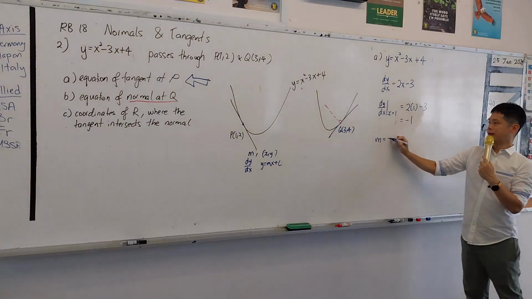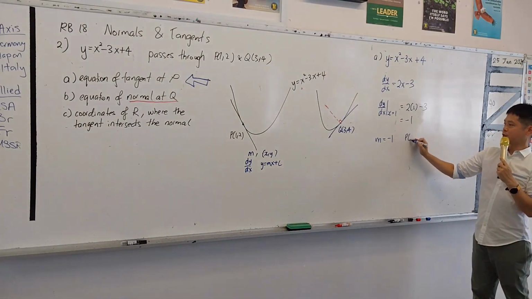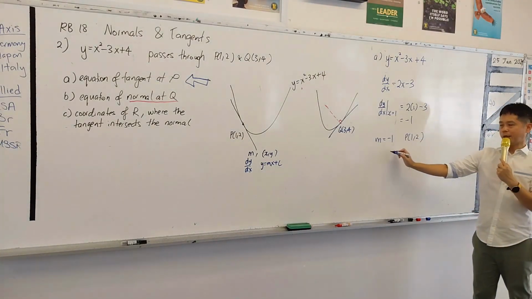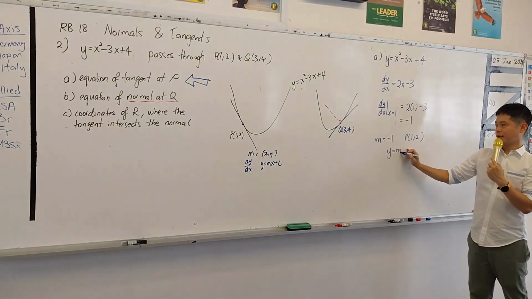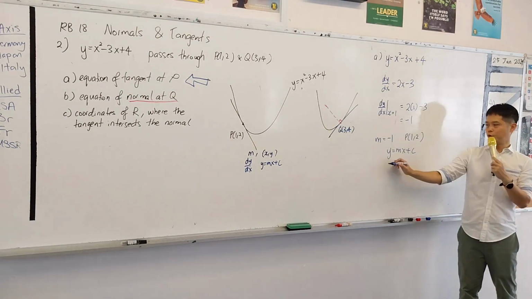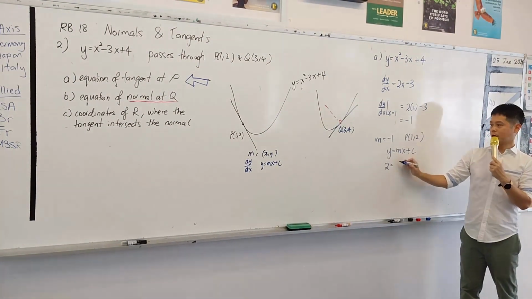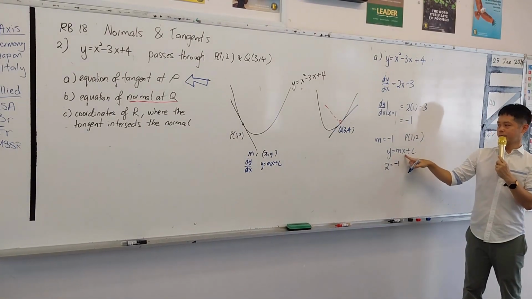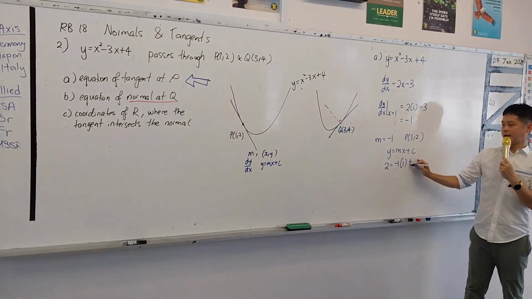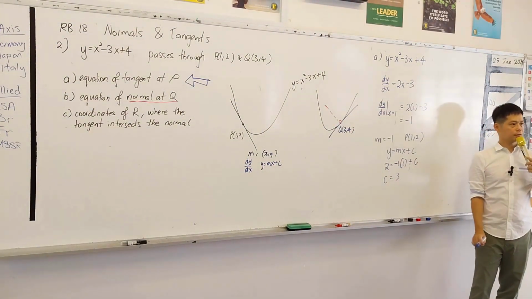So m is negative 1. Point P is (1, 2). I'm able to find y equals mx plus c. What number do I substitute here? 2. What number here? Negative 1. Number? 1 plus c. So your c is 3. Am I done?